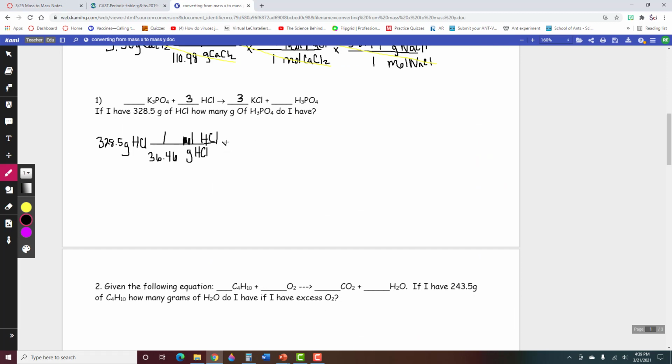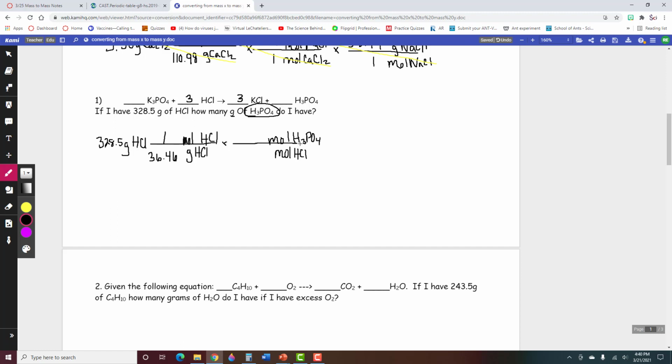Alright, next one. So in a 3-step division bar, the middle one is always going to be the mole to mole one. Alright, so I take my starting unit here, moles of HCl, move it to the bottom. And then it's a mole ratio, so it's going to be moles of the other thing that they asked me for, which is H3PO4. Now they didn't ask me for moles of this compound, they asked me for grams, but I can't go directly to grams from moles of something else. I have to first go through moles. So this is why we need a mole ratio here, so we can transition from our first compound into our second.